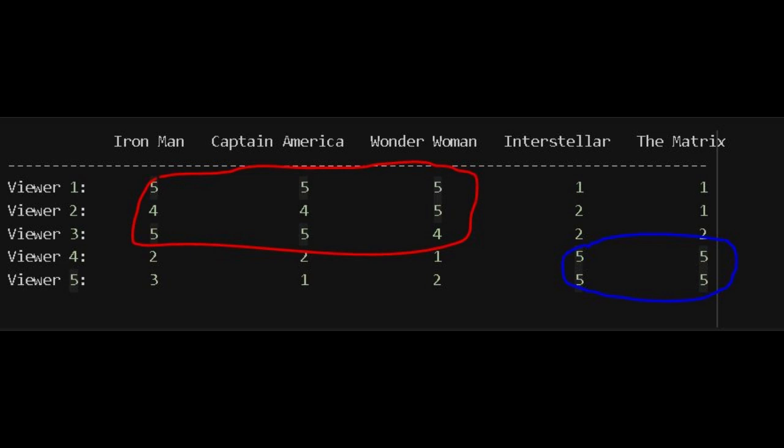Let's explore this intriguing pattern in the following matrix, where each cell represents a viewer's rating for a specific movie. Keep an eye out for the contrasting ratings between hero and sci-fi movies, as it sheds light on the diverse tastes and preferences among these movie enthusiasts.